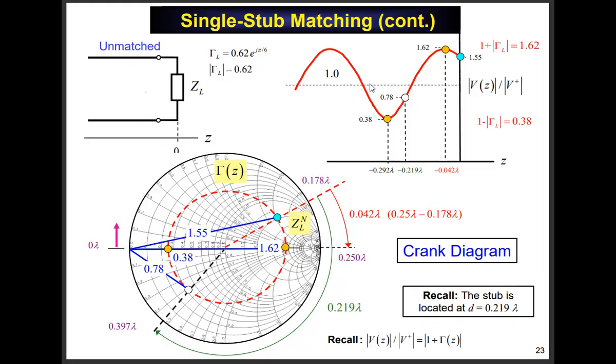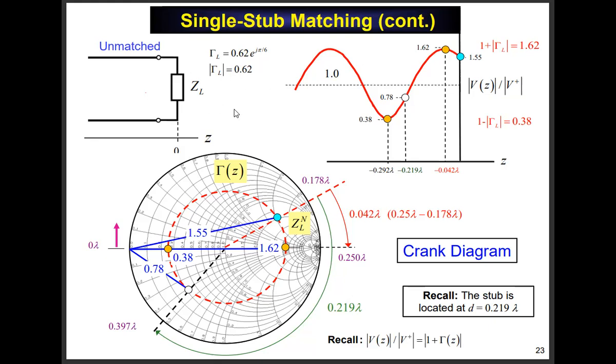By the way, for reference, this is the 1 line. So everything oscillates about the 1 line, right? Maximum 1 plus this, minimum 1 minus this. So the standing wave pattern goes up, goes down, it oscillates about the 1 line. In other words, the total voltage is oscillating about the incident wave, if you want to look at it that way.